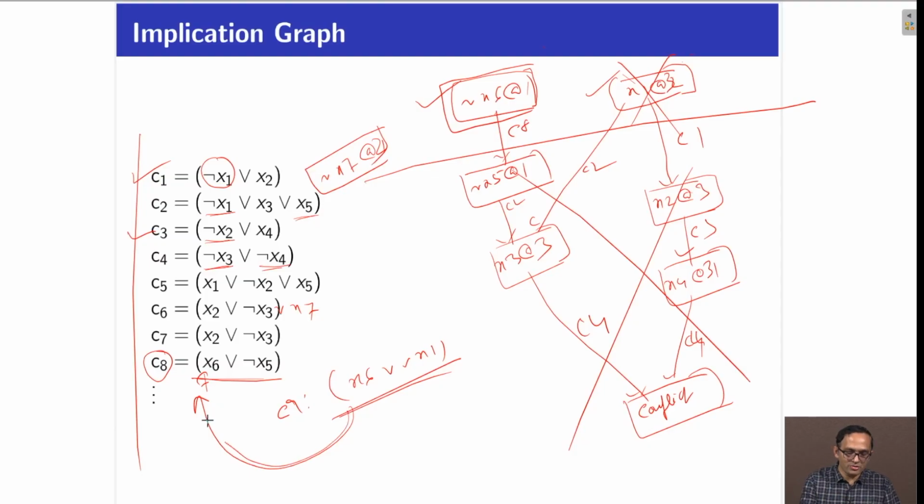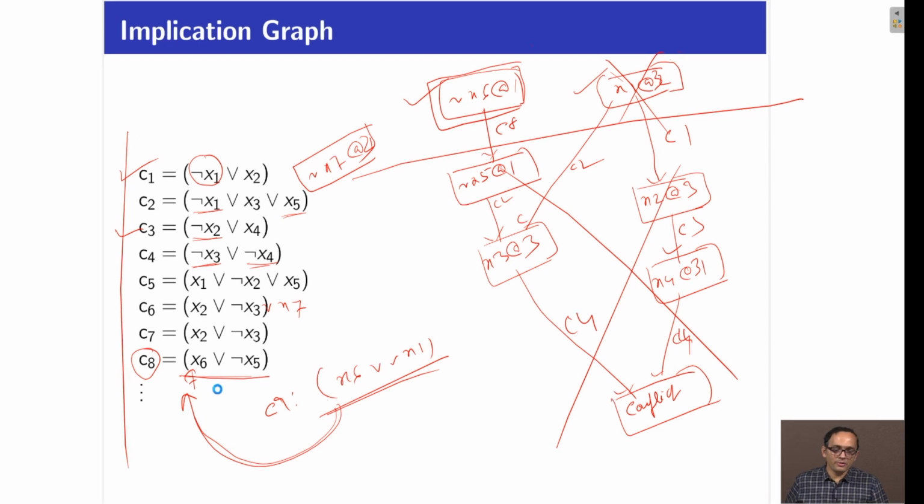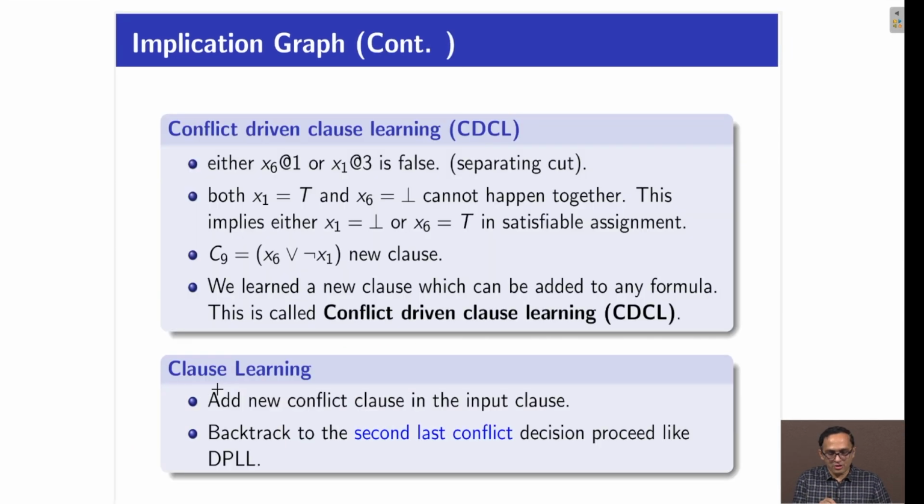Whenever it leads to a conflict, it sees where the conflict comes from, and it learns how to avoid this conflict. Using that particular clause, it makes sure that next time you will not take this decision, because it ensures that both decisions cannot happen together, and hence you can avoid the same conflict in future runs. This is called conflict driven clause learning, and I will discuss this in much more detail in the next class.